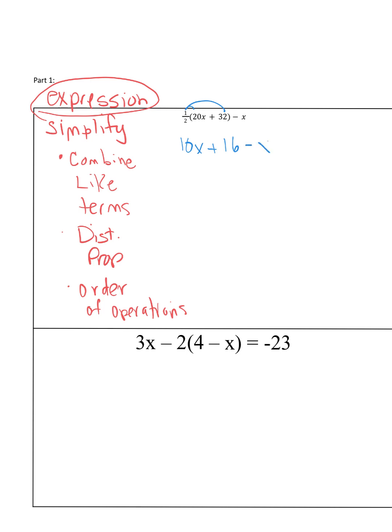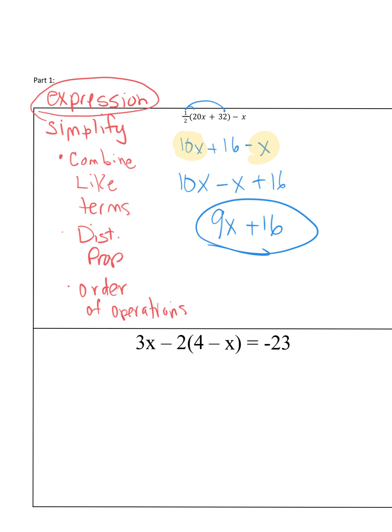So I'm going to drop down that minus x. And now if I look at combining like terms, I can see that I have an x here and an x here. And so when I go to combine those, 10x minus 1x will give us 9x. And then that 16 is a constant that doesn't combine with anything. So our simplified expression would be 9x plus 16.